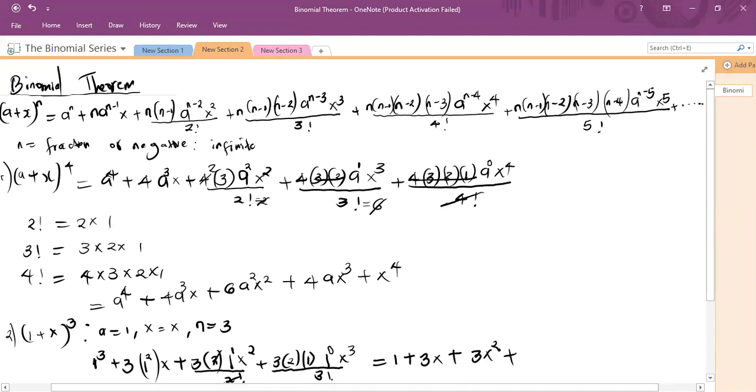plus 3 factorial is the same as 3 times 2 times 1. So the whole of this 3 factorial will cancel with the whole of that. 1 raised to the power 0 is 1, and then we have here x cubed. So this is the answer to our expansion.